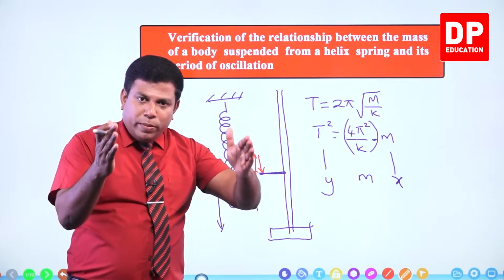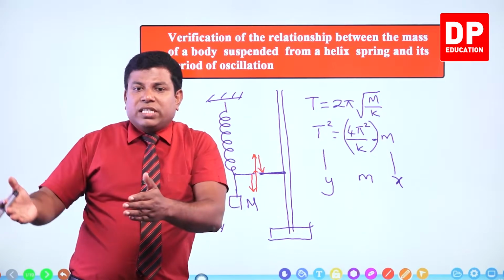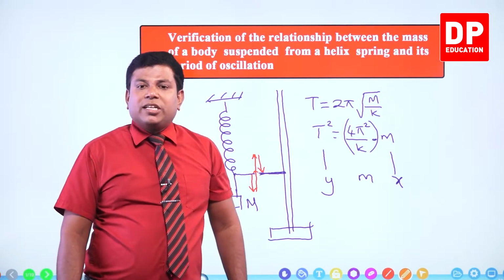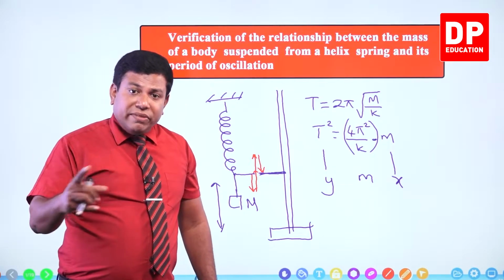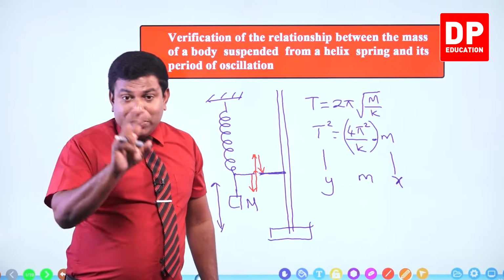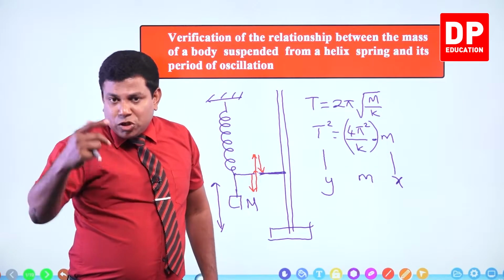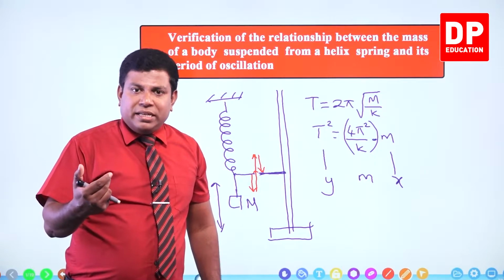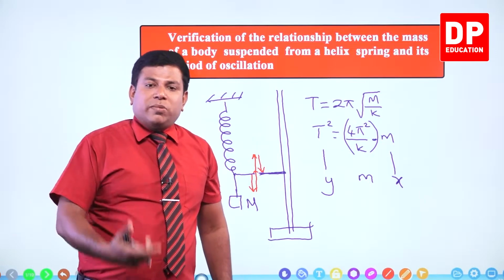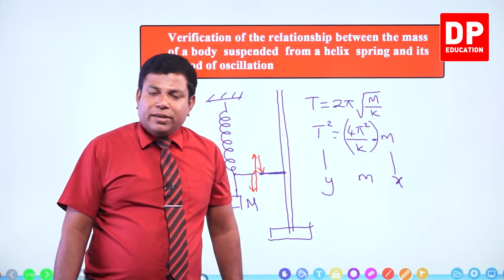The time we are going to measure is for a number of oscillations, not for one oscillation. We will measure the time for, let's say, 20, 30 oscillations, because then we can reduce the fractional error in measuring time. The stopwatch will have some error, because there will be a least count for that. Let's say the maximum possible error from the stopwatch is 0.1 second.